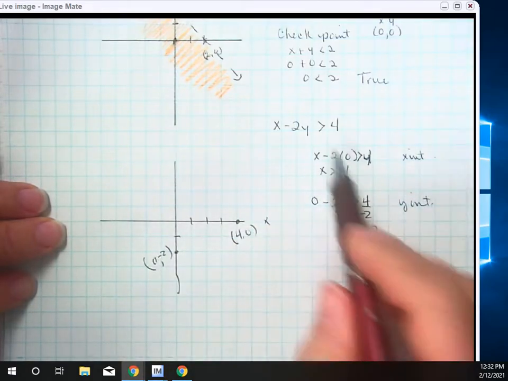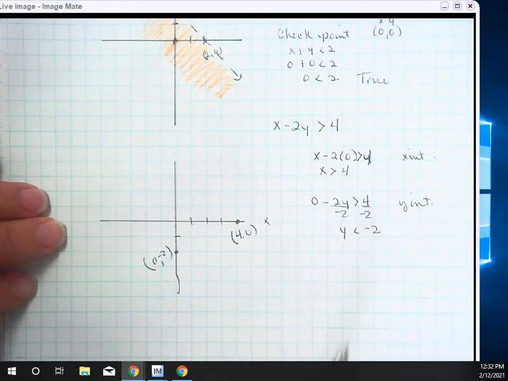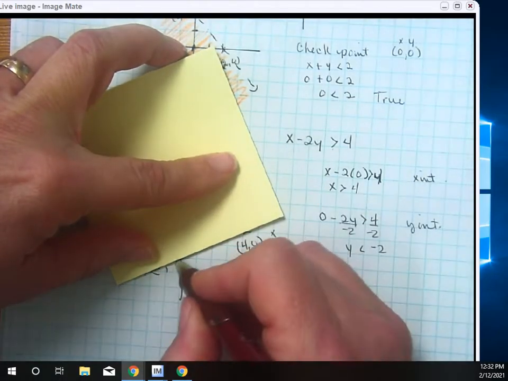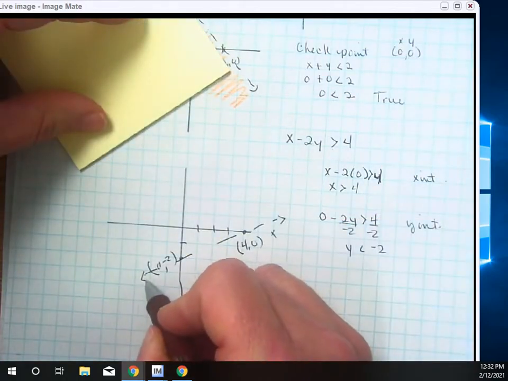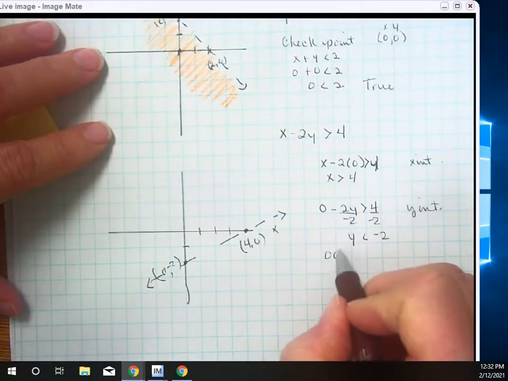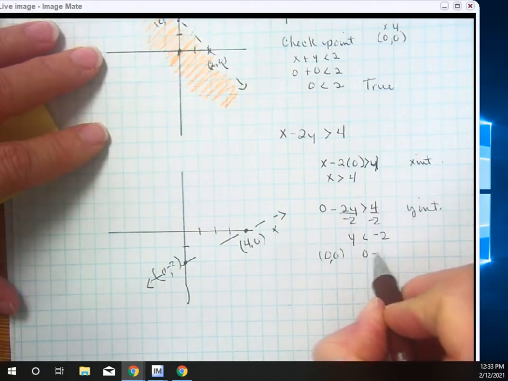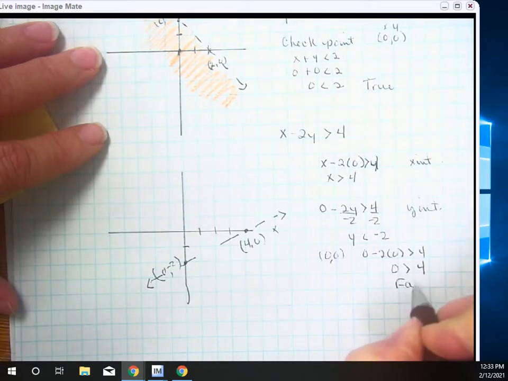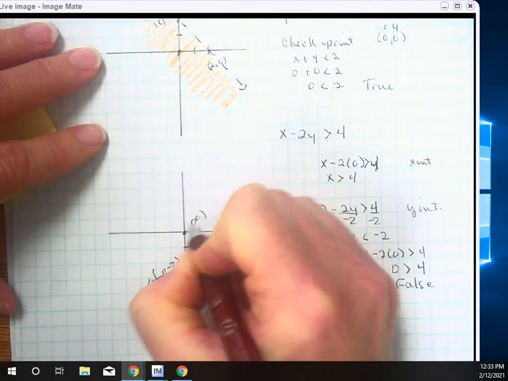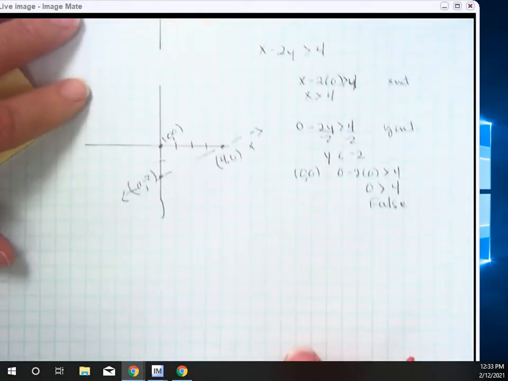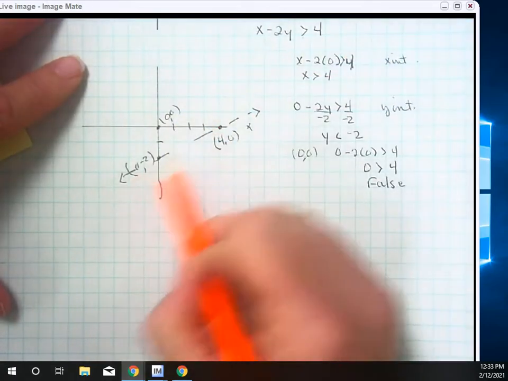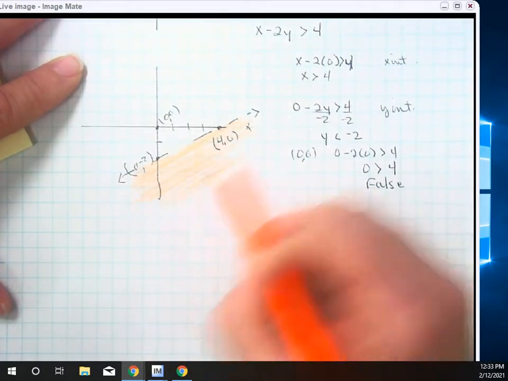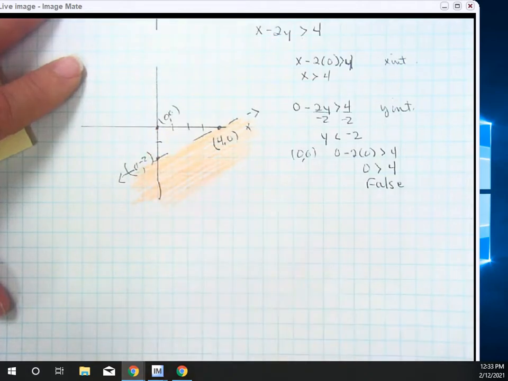Now, in this particular problem, I have no equals line. Again, I'm going to connect it with a dotted or dashed line, putting arrows at the end of my line, showing that it goes on infinitely. My checkpoint is my go-to point, (0, 0). 0 minus 2 times 0 is greater than 4. Is 0 greater than 4? Well, no, that's false. I substituted my checkpoint into my inequality, and I showed that it was false. So I shade the opposite side. You shade the true side. If I plug in my checkpoint and it's false, I shade the other side.